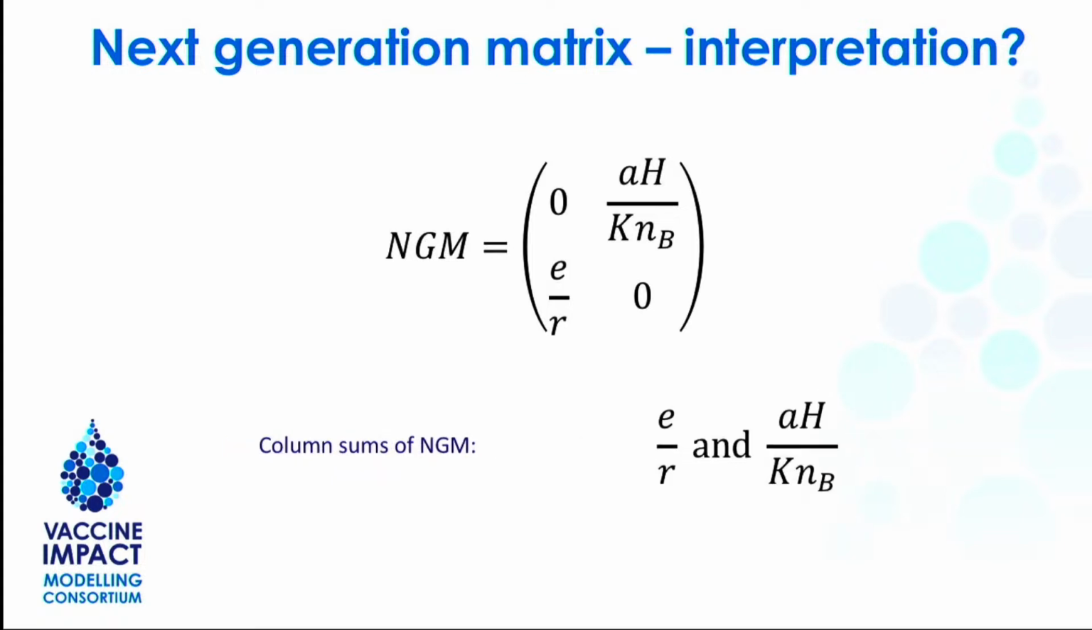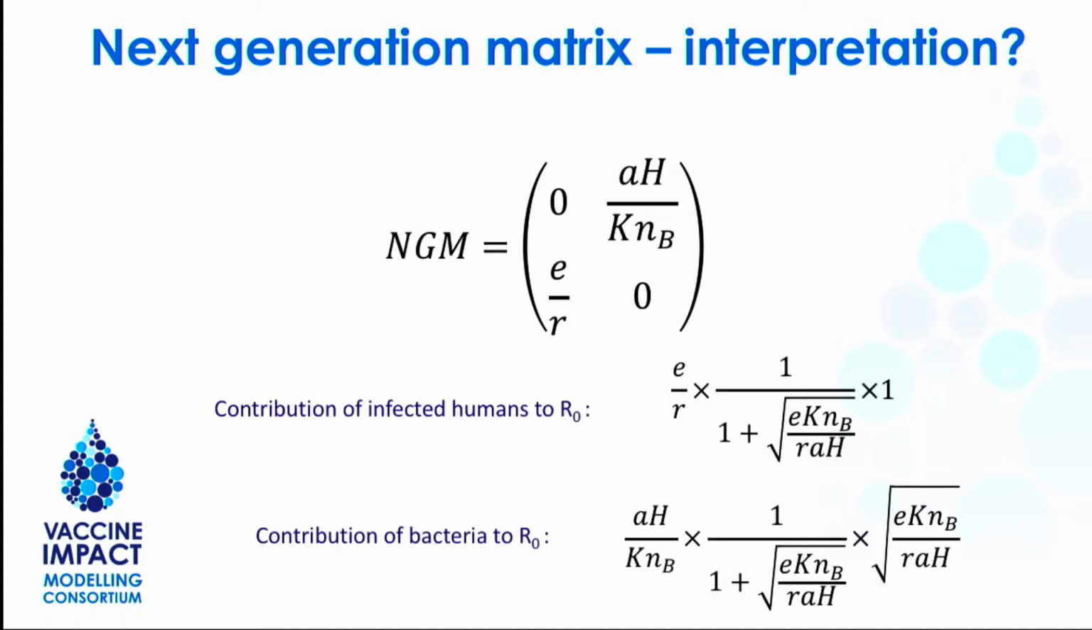I mentioned that we're going to need the column sums. What do they mean? Well, if we've got an infected human, it contributes 0 new infected humans. We've got 0 there. And E over R, new bacteria per generation. Okay. And if I've got a bacteria, it's going to contribute this many new infected humans in a generation and 0 new bacteria. Okay. So those are our column sums. So we've got the magnitude of new infections produced by both infectious states. We've got the distribution from that sum unit eigenvector. We put it together, we end up with this mess.